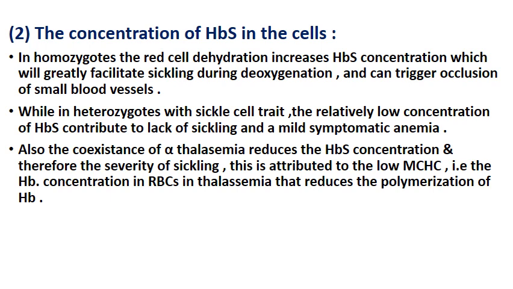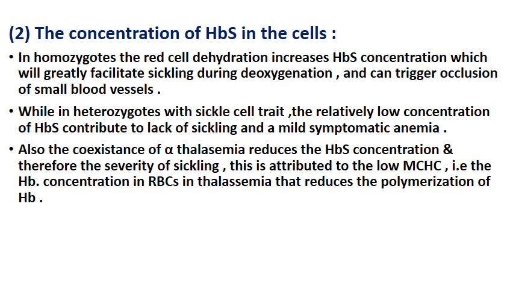While in the heterozygote, or with sickle cell trait, there is a low concentration of hemoglobin S, because in the homozygote, hemoglobin S constitutes the majority of the hemoglobin, while here it constitutes only 42%. So it contributes to the lack of sickling and mild symptomatic anemia.